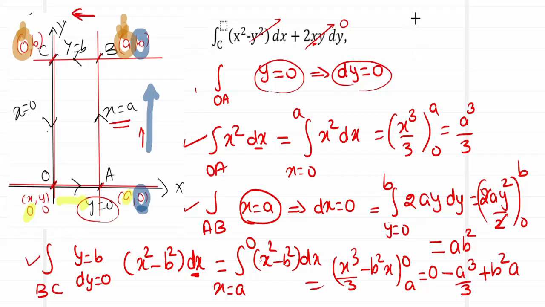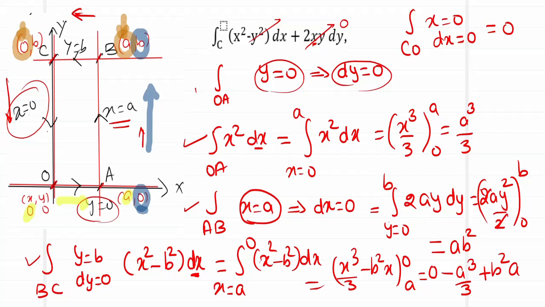What is going to be the fourth curve? The fourth curve is along the direction CO. What is the equation of CO? CO is given by x equal to 0. When x equal to 0, what will happen to your dx? Dx will also be equal to 0. So dx is present here, so this will vanish, and x is present here, so this will vanish. So totally the value along the curve CO will be equal to 0.